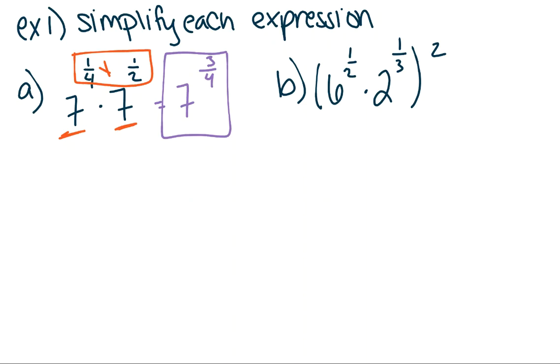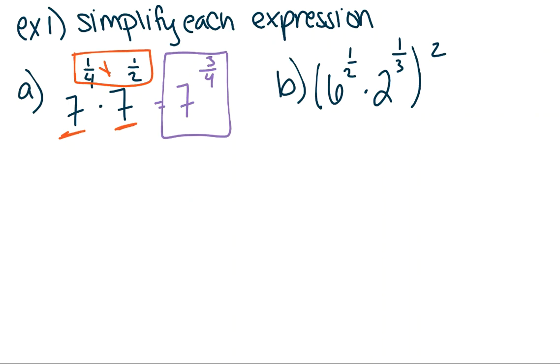All right, so example B popped up here. Now when you look at this, remember, you need either the same base or the same exponent to simplify. So within my parentheses, I don't have the same base. It's a 6 and a 2. They're totally different. I also don't have the same exponent, so I can't really do much at all.